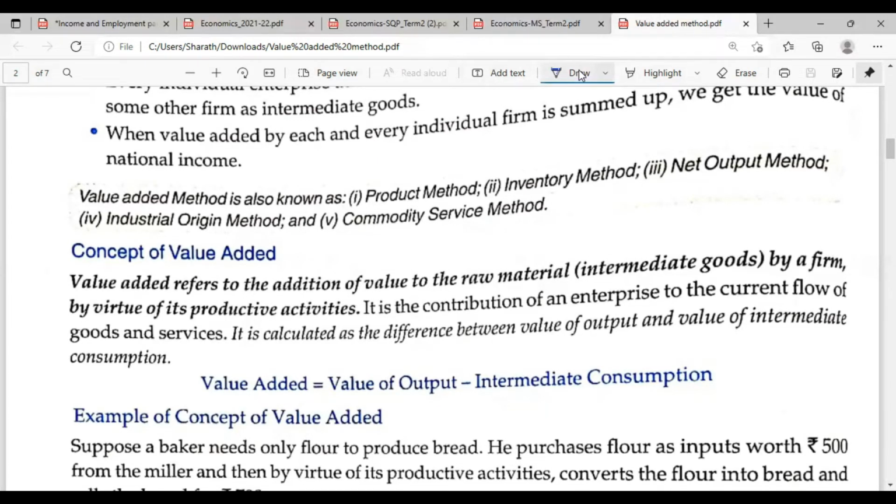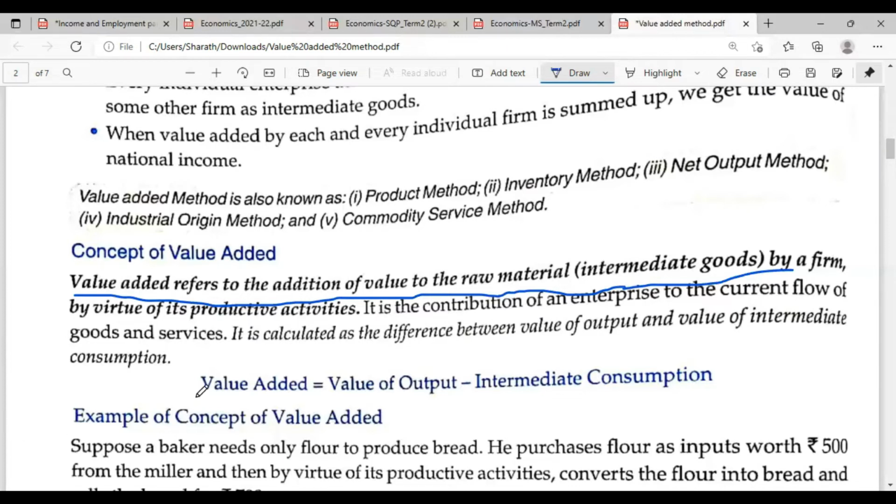Here they have given the meaning of value added. We are saying that value addition is the addition of value to the raw materials by the firm. You all know what this raw material is. In economic terms, we call it an intermediate good. In the course of production activities, all the values being added in the process of transformation will be considered as value added.